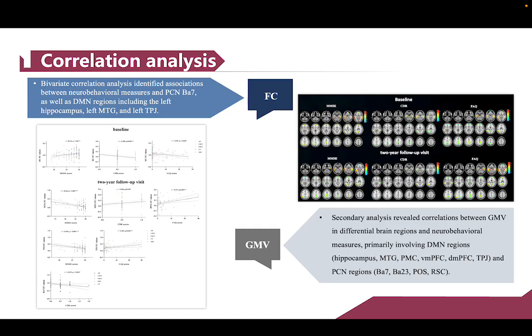Bivariate correlation analyses revealed that FC within PCN BA7 and DMN regions, including the hippocampus, MTG, and TPJ, was significantly associated with behavioral measures. A targeted second-level analysis identified correlations between GMV in regions showing group differences and neurobehavioral measures, primarily including the hippocampus, MTG, PMC, BMPFC, DMPFC, and TPJ within the DMN, as well as BA7, BA23, POS, and RSC within the PCN. Further details on these correlations can be found in the manuscript.